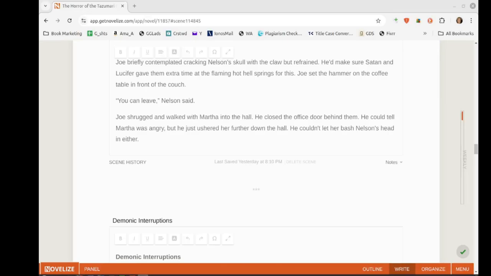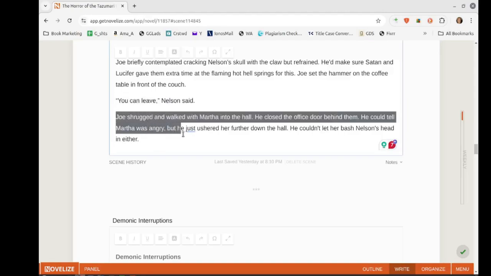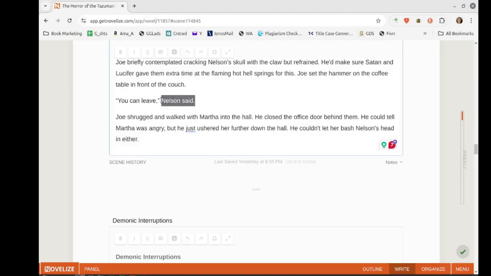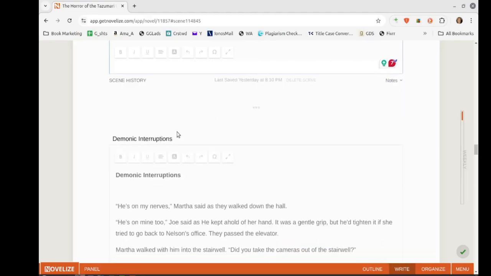Well, here's a flow problem, and this is what I'm dealing with in the Horror of the Tazumari statue. Not so much a structure problem, but a flow problem that, if I don't correct it, could lead to a structure problem. So here they were in Nelson's office. They just left the new shadow box in the office, and they walked away, and Martha was angry, but he ushered her further down the hall. He couldn't let her bash Nelson's head in, right? So they're pissed off at Nelson, and they want to brain him. Understandable. So here's a little bit of a flow problem.